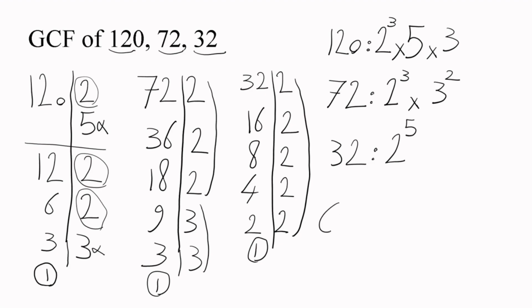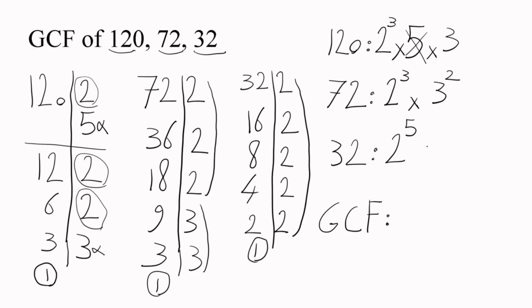Now I want to calculate GCF. Let's see which factor is common between all of them. Look, in the first one I have 5. In the second one I do not have 5. In the third one I do not have 5. So 5 is not common between all of them. In the first one I have 3. In the second one I have 3 as well. But in the last one I do not have 3.